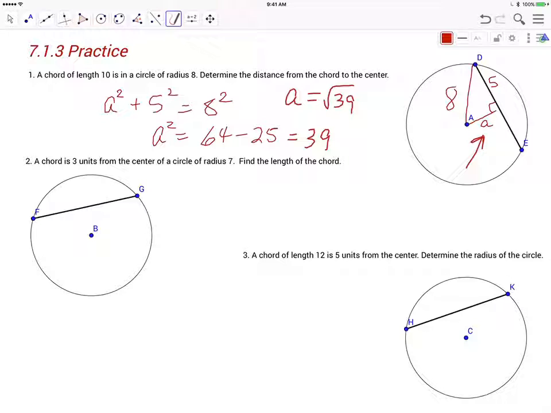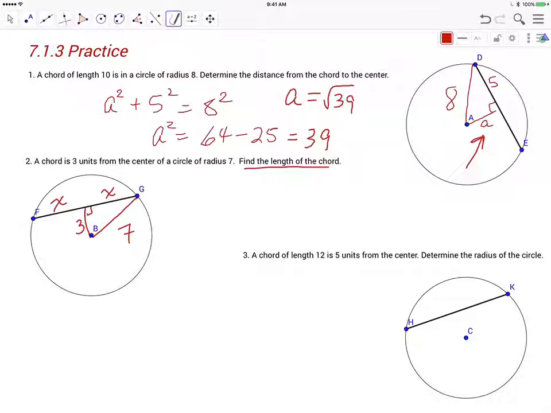Okay, number 2, a chord is 3 units from the center of a circle of radius 7. Find the length of the chord. Put in what you know. So let's let this be x, remembering, of course, that this is also x over here. So there's 2 x's at the end of the problem that we need to deal with, because the question is find the length of the chord.